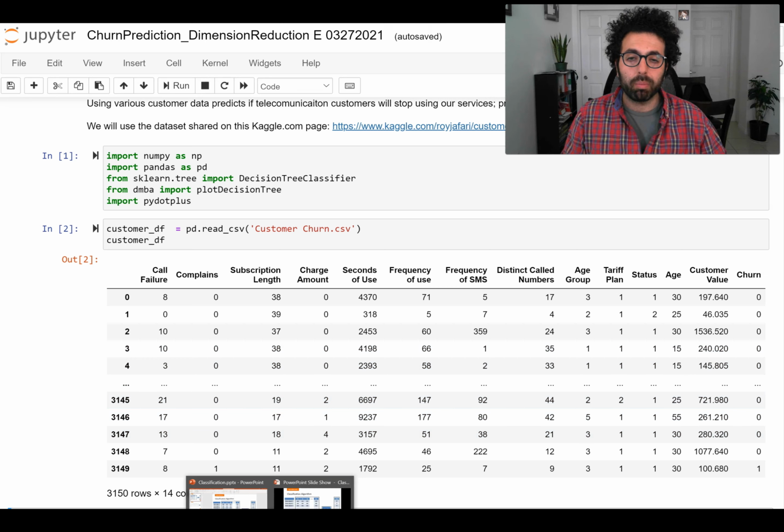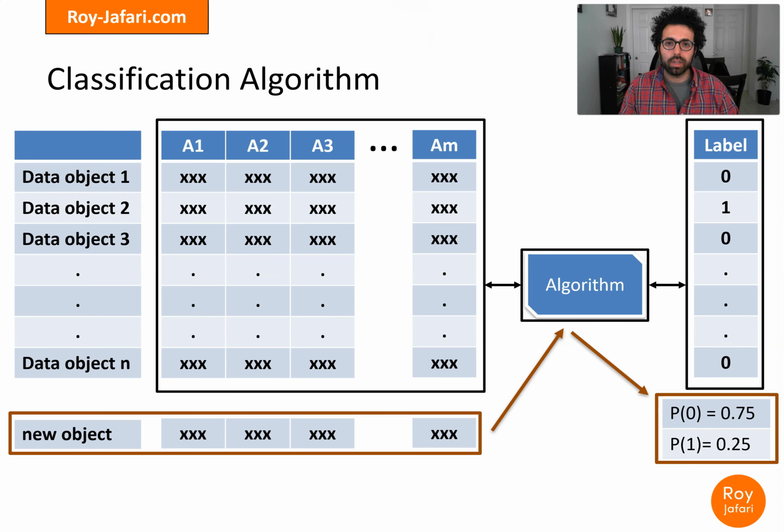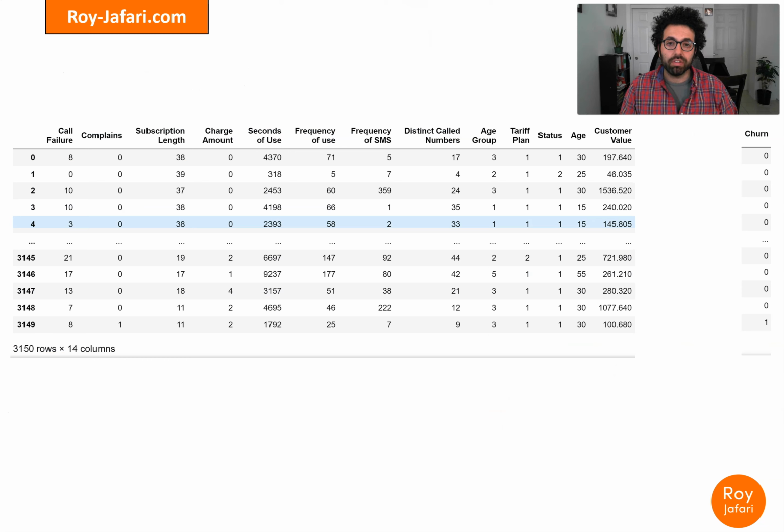Let me go back to my PowerPoint slide and show you what I mean by this connection. So here is a display of classification algorithms in general. But for this specific case that we have just loaded on Jupyter Notebook, we are trying to find an algorithm that can find a relationship between these independent attributes and the dependent attribute. By finding that connection, we will be able to use this trained algorithm to figure out future customers' likelihood of churning. So let's get back to code.